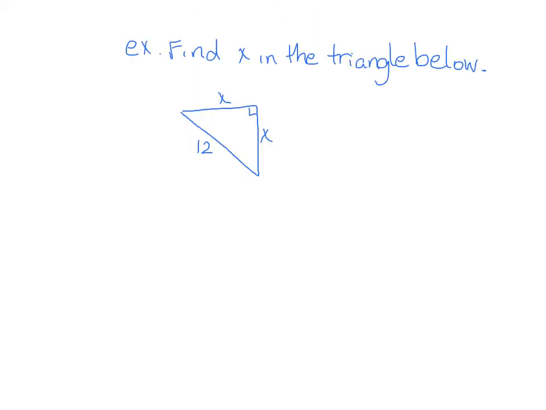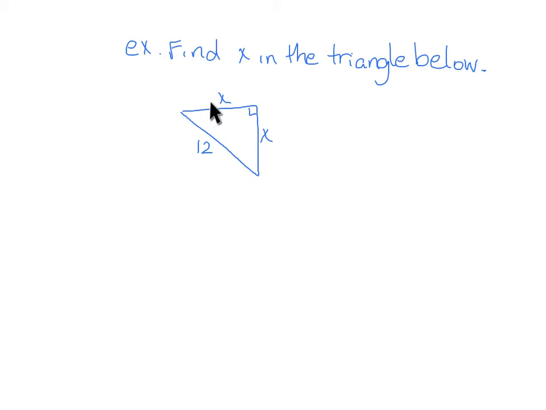Okay, so I definitely wanted to show you this example because in this example you'll have to work with those radicals a little bit more. All right, so we have a triangle here. There are no angles labeled except that 90 degree angle. So how do we know if it's a 30, 60, 90 or a 45, 45, 90?